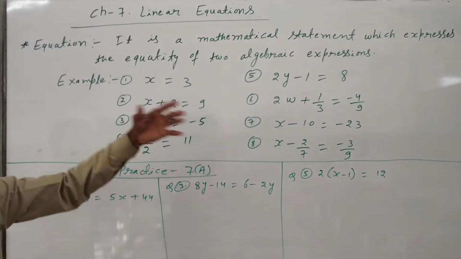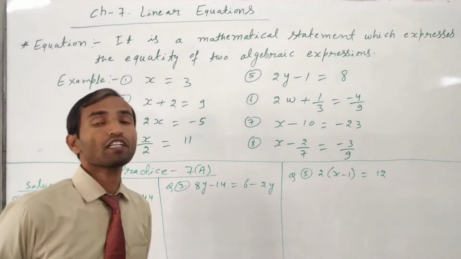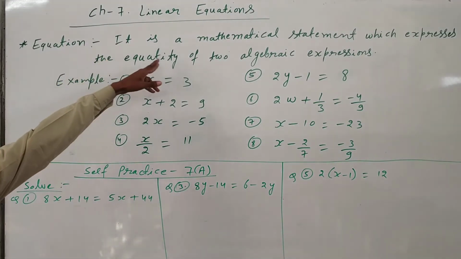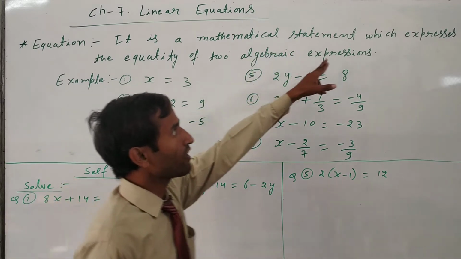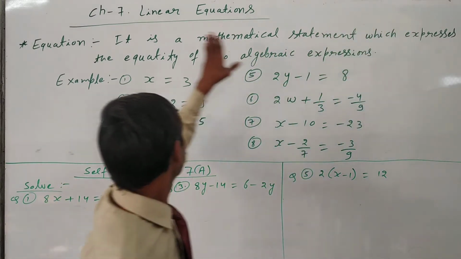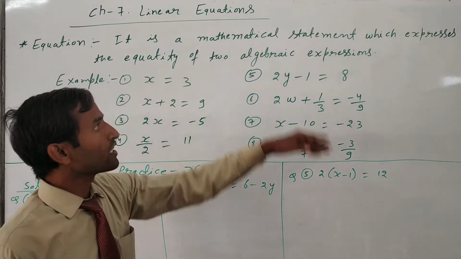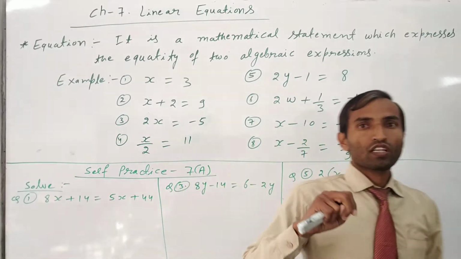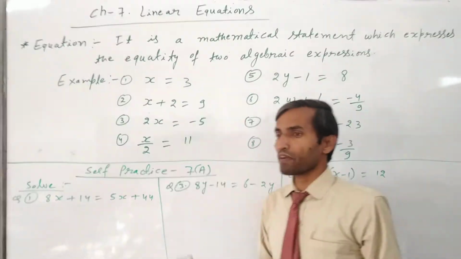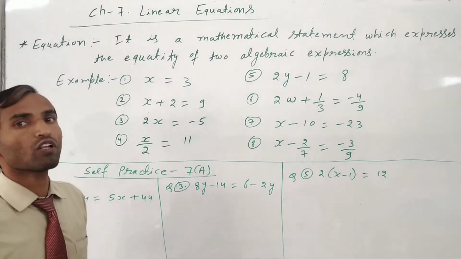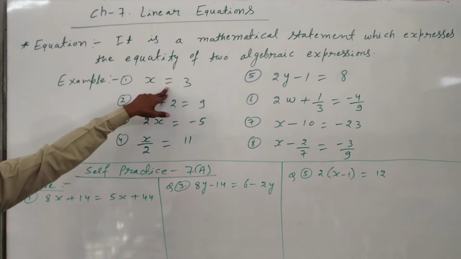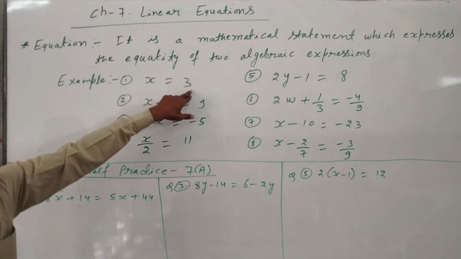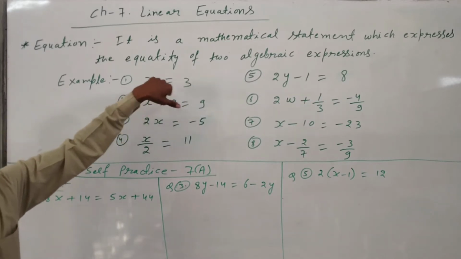First of all, I will explain what a linear equation is, what an equation is. An equation is a mathematical statement which expresses the equality of two algebraic expressions. Two algebraic expressions are given, and in between they are separated with an equal sign. The operator will be equal. So just see here, this one is x = 3. This is a linear equation.